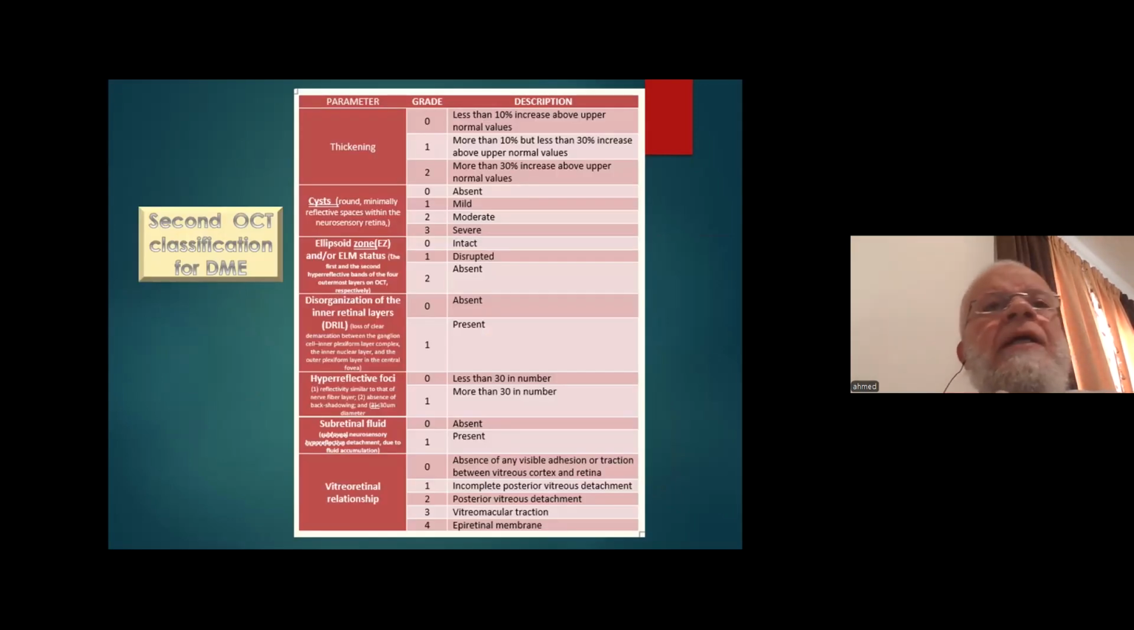The second classification takes into consideration, in addition to the thickness and the cystoid changes, the morphology of the retina itself, the morphology of the photoreceptors, and disorganization of the inner retinal layers, present or absent. Hyperreflective foci indicate the presence of an inflammatory element in the pathogenesis or not. Subretinal fluid present or absent, and the vitreoretinal relationships, whether there is traction by vitreous phase or an epiretinal membrane or so. Next.